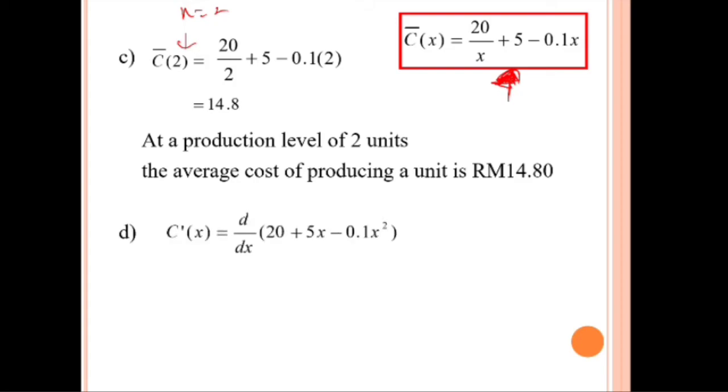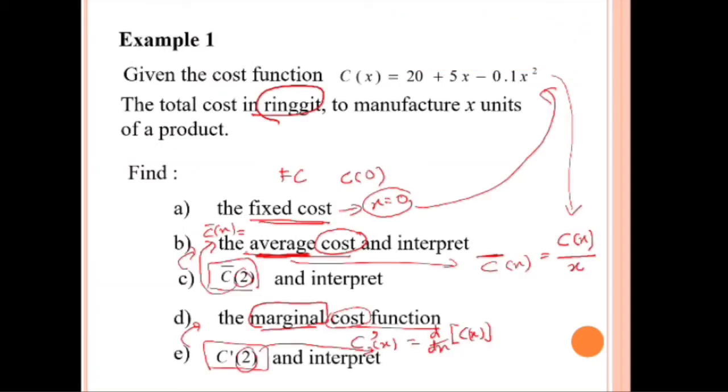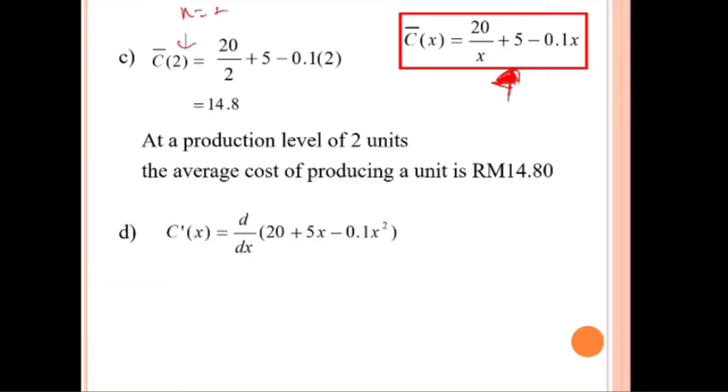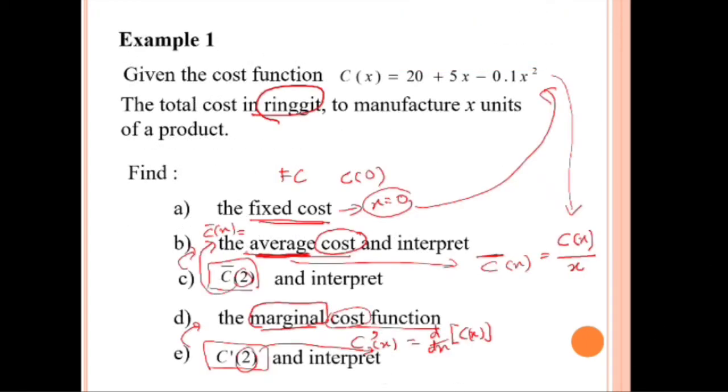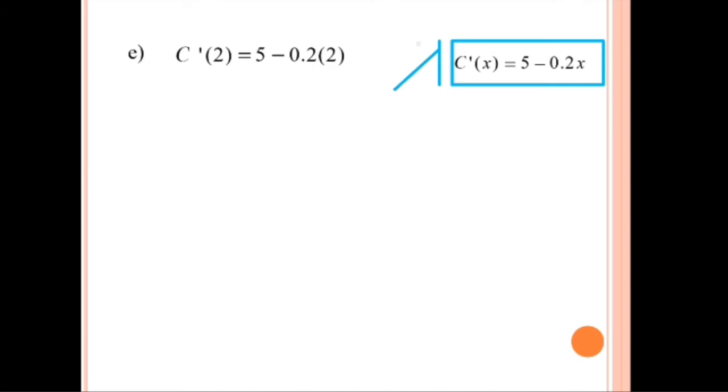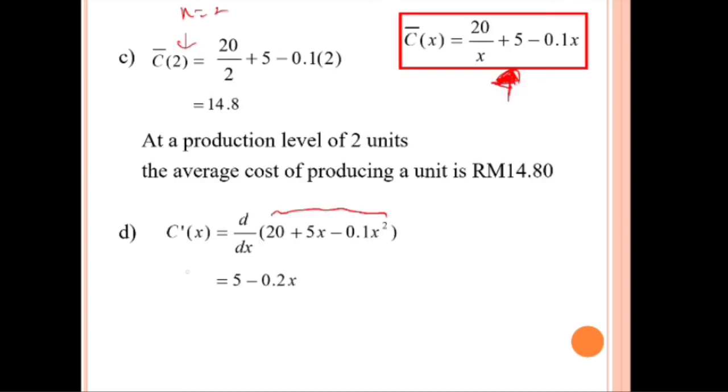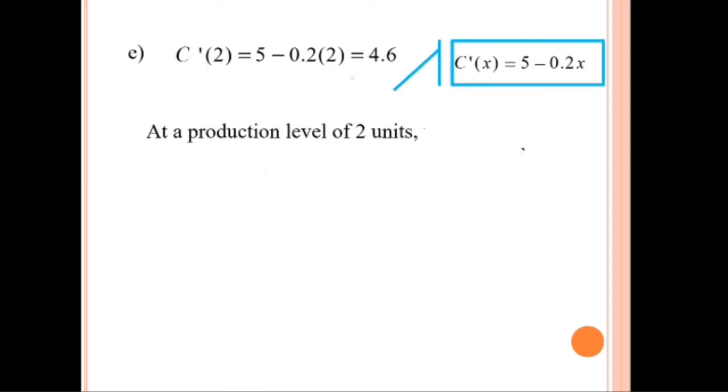Next question, D, wants you to find the marginal cost function. Marginal cost is just C prime. So this just means we have to differentiate that cost function. Write that cost function and then differentiate it. You will get 5 minus 0.2x. The question also wants you to find C prime 2. So C prime 2 refers to substituting x equal to 2 into the C prime function that we have found in D, and you get 4.6.